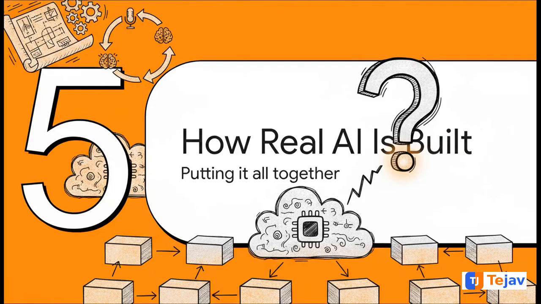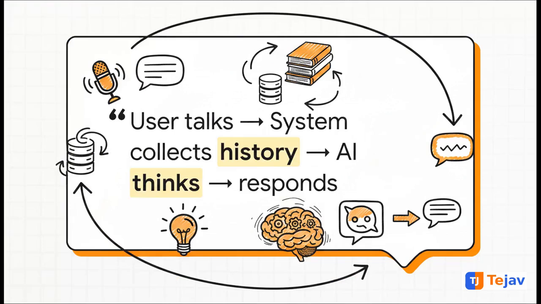So, we've gone through the blueprint, the journey of a message, the absolute necessity of memory, and the tough challenges of scaling. After all that, what's the one big idea you should walk away with? It honestly boils down to this super simple loop. The user talks, the system grabs the history it needs, the AI uses that history to think, and then it responds. This cycle right here is the engine that drives pretty much all of modern conversational AI.